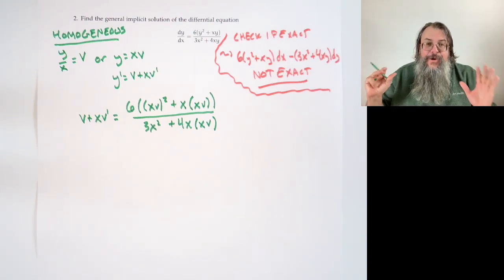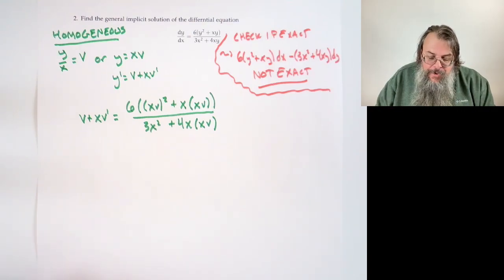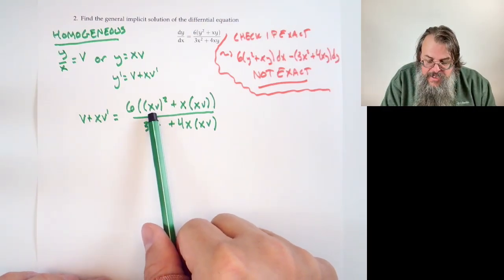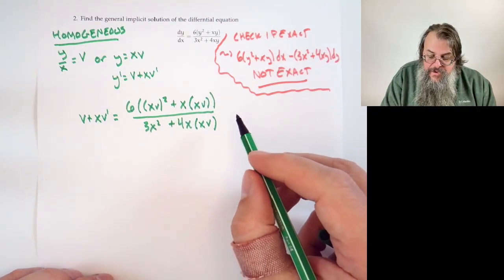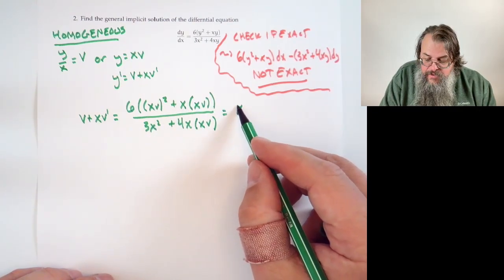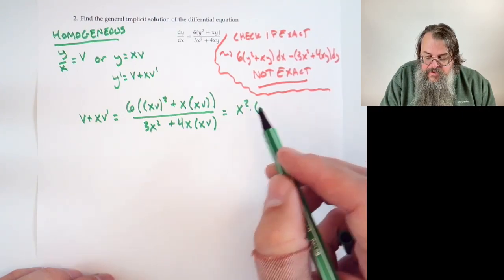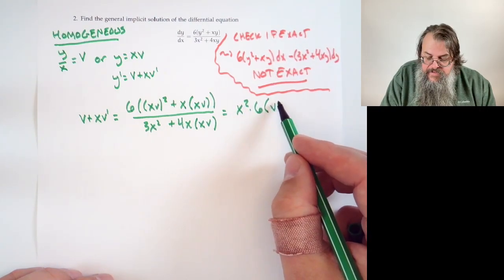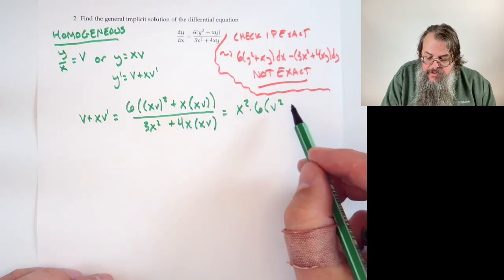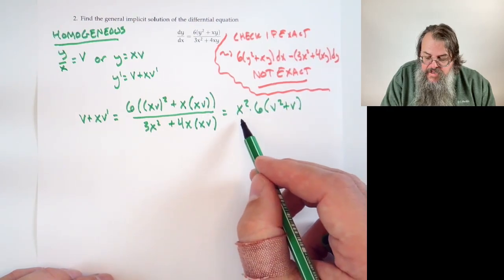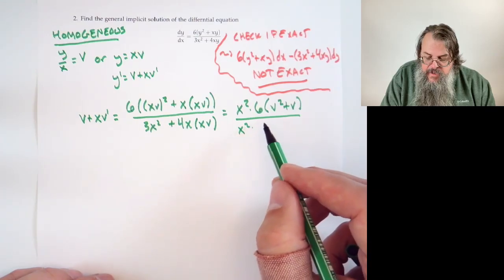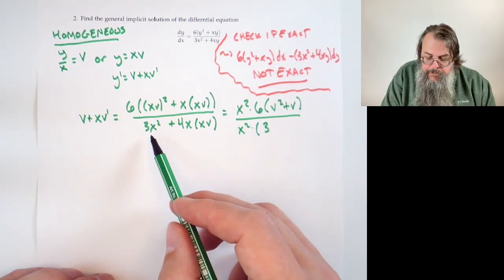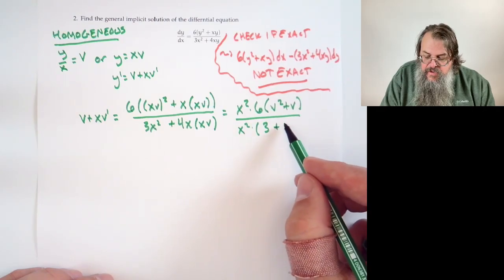Okay, so what happens? Well, if you look, you'll notice we're going to get an x squared, x squared, x squared, x squared. So you can actually factor out an x squared on the top. You have 6, then you'll have v squared, and here plus v. Downstairs, when we factor an x squared out, we're going to be left with 3 plus 4.